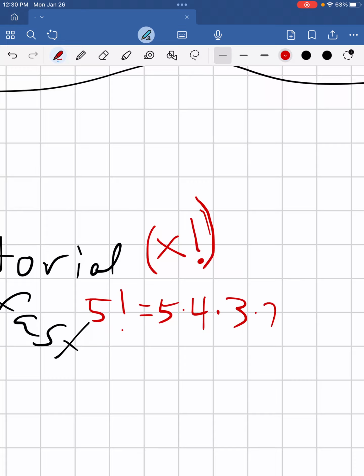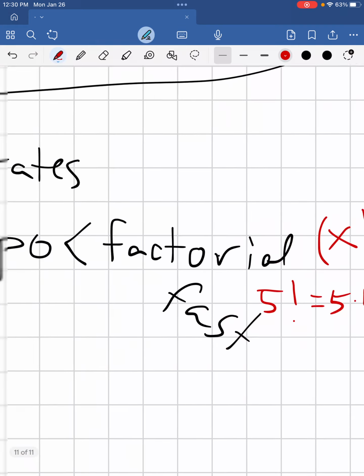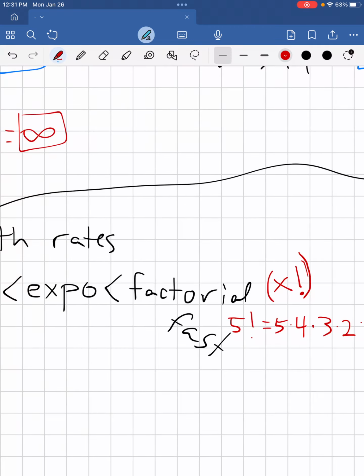So 5 factorial would be 5 times 4 times 3 times 2 times 1, right? Which works out to 120, right? But that's what a factorial is. Really, all you need to know right now is that it grows faster than even exponentials do. So if you see a factorial, that's pretty fast.